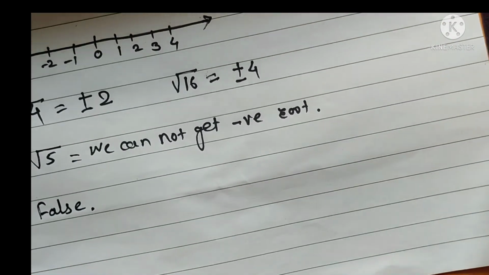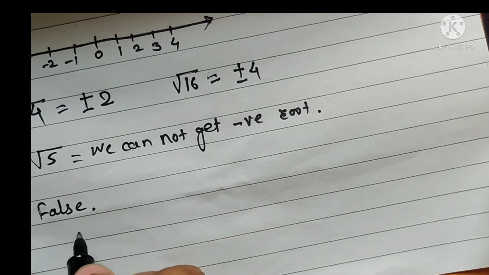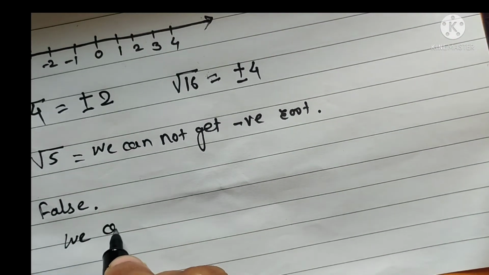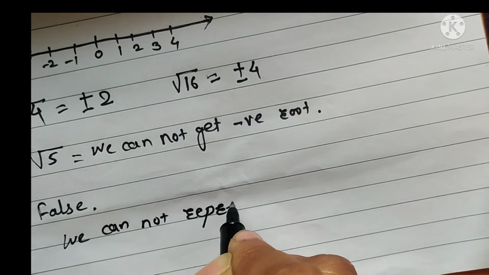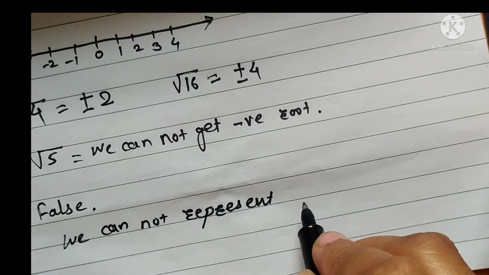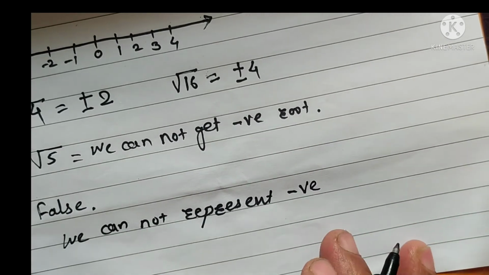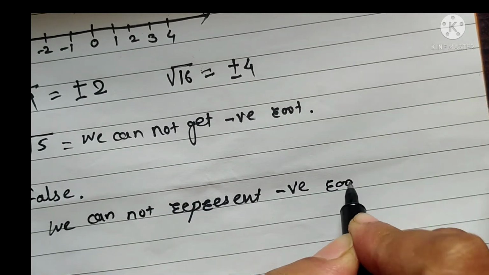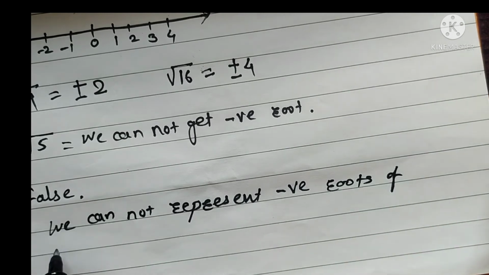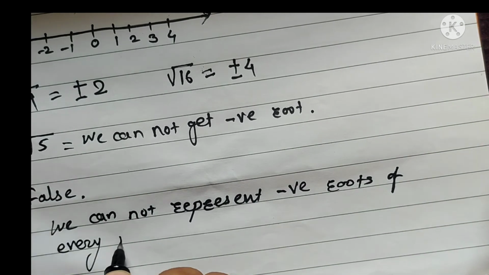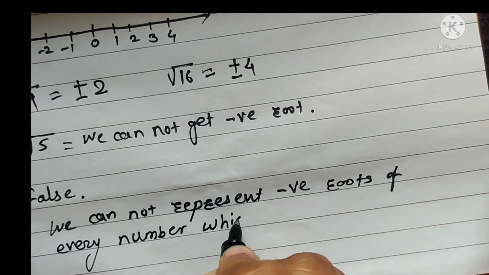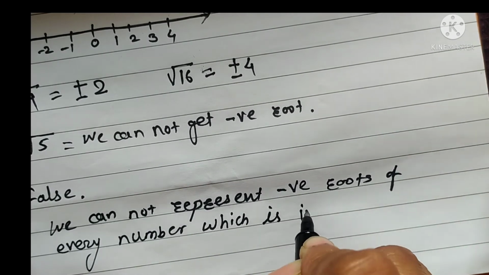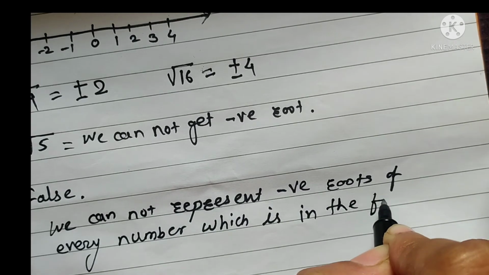Now what reason do we have to write? We cannot represent negative roots of every number which is in the form root m.